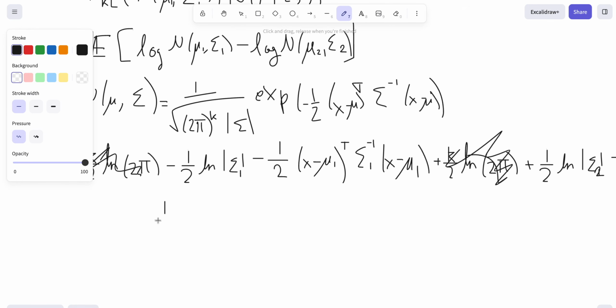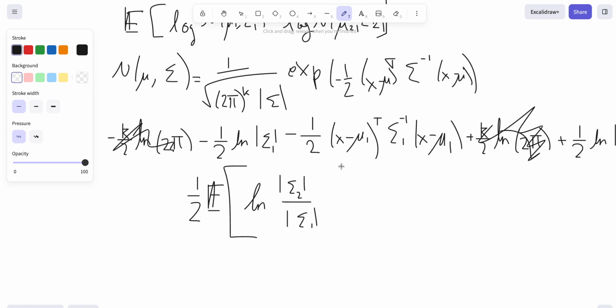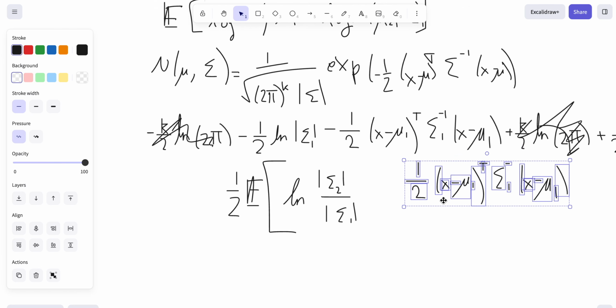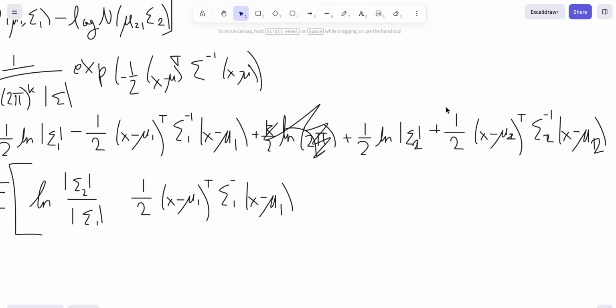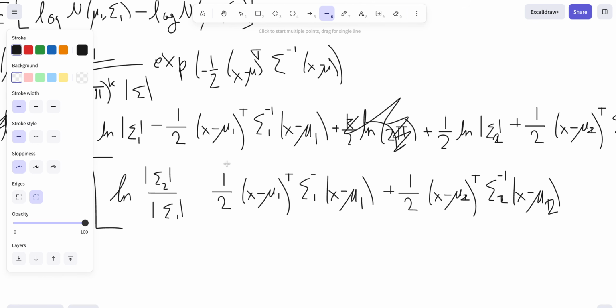And this becomes, we can actually also factor out the 1/2 term, leaving us with the natural log of the determinant of sigma 2 over sigma 1. Remember, we're still taking the expectation of this. And then we have these two terms here, minus 1/2 x minus mu 1 transpose like this, and we have this other term here. So I'll just copy those over. And then a minus sign here.